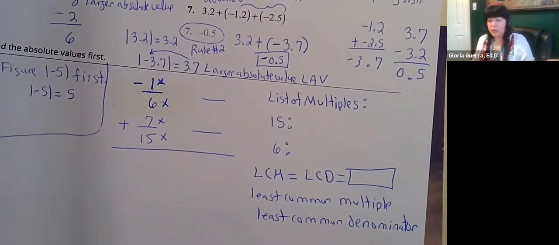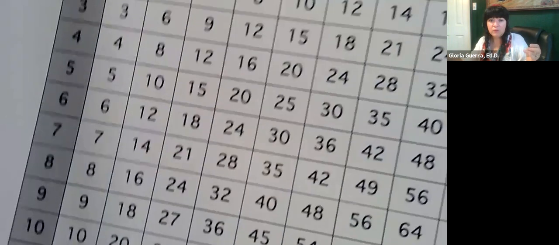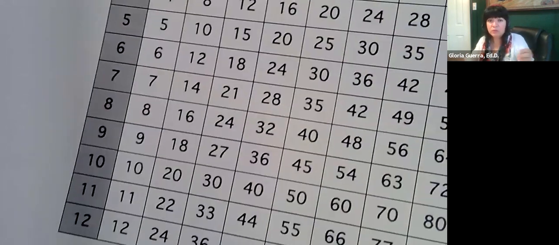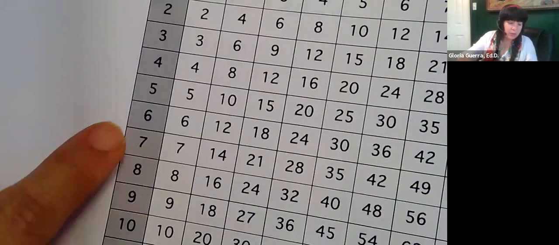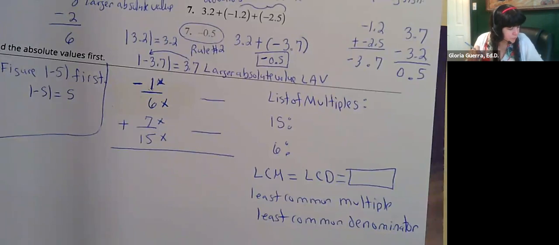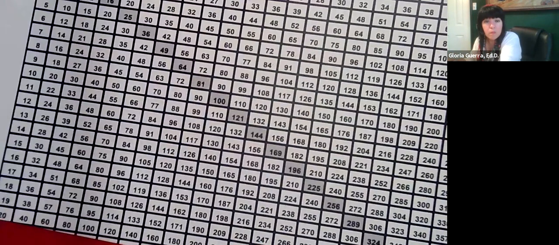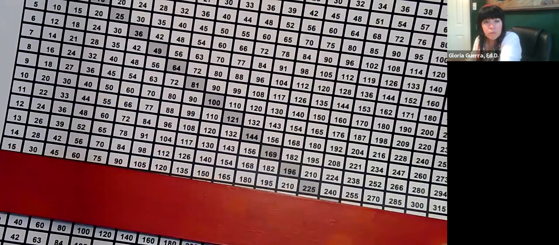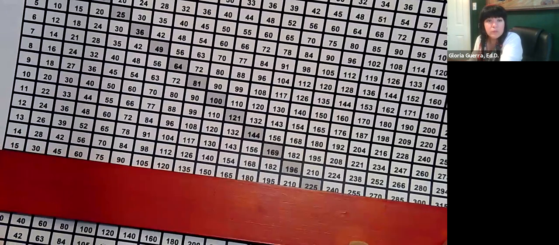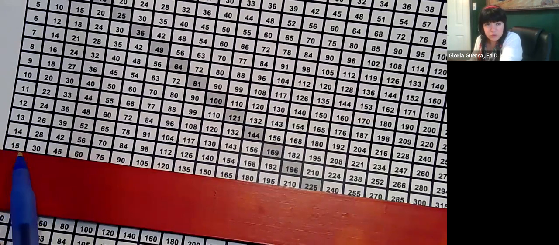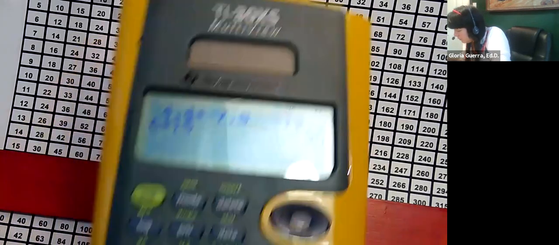So I just get my multiplication chart out. You have two multiplication charts in your workbook. This one only goes up to 12. You have the multiples for 6 here, but not for 15. But you've got the bigger multiplication chart. If I go across, see, 15 times 1 is 15, 15 times 2 is 30, 15 times 3 is 45. All they're doing is multiples, they're just adding 15, watch.